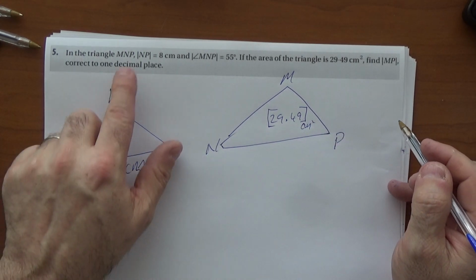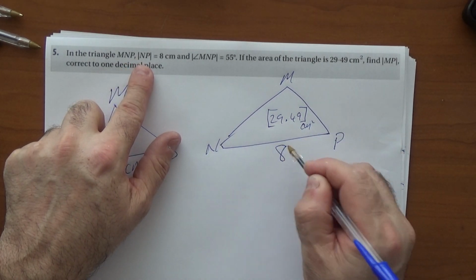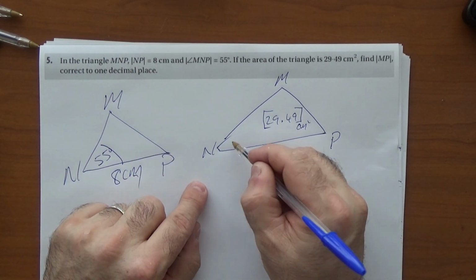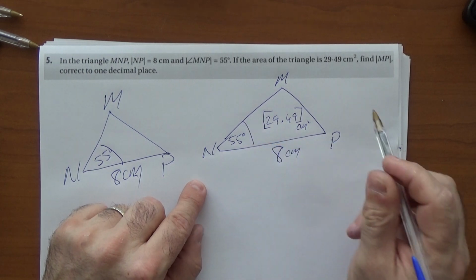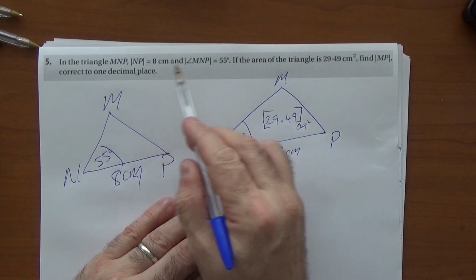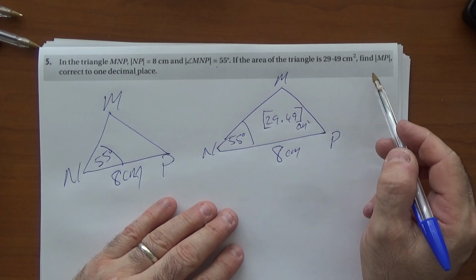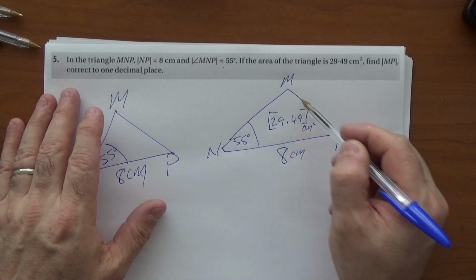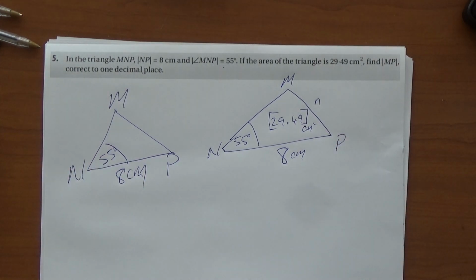Okay, yes, I should have put the units as well. So let's continue on here with the data I've just had. 8 goes here, centimeters. The angle at N is 55 degrees. So you just have to allow more space there for that. And there are my 3 pieces of data entered onto my thing. Find MP correct to one decimal place. Well, what is MP? MP is N. So we're going to find N.